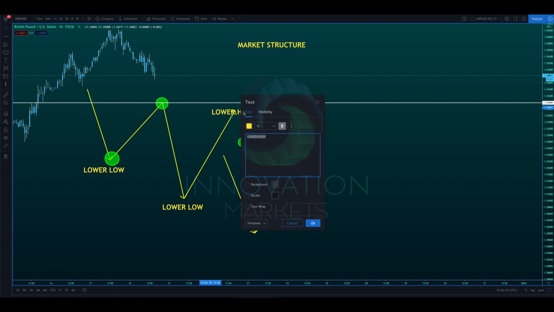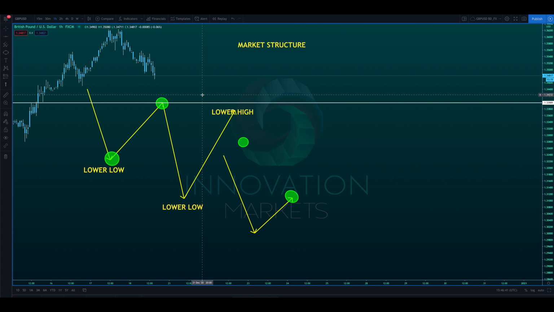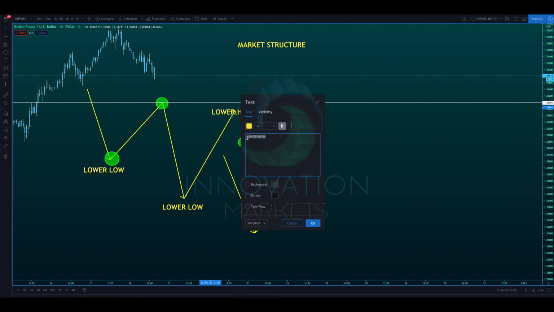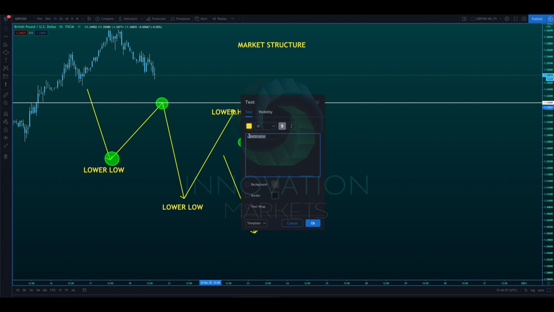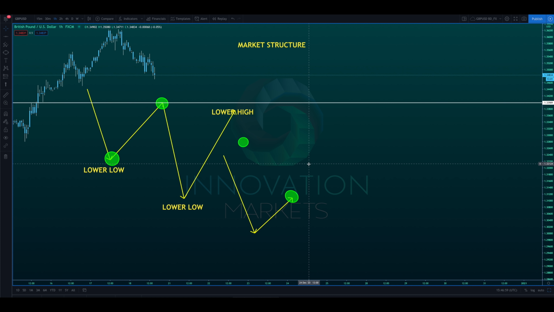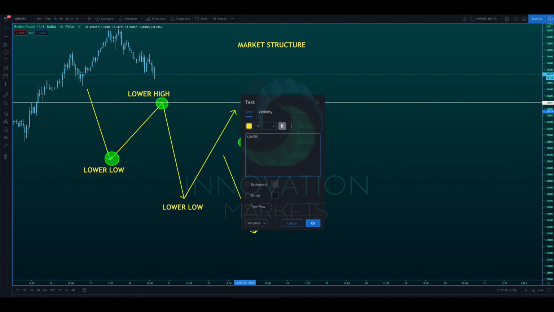Let me just copy this. Okay, I don't know why this one keeps coming up. Sorry guys. Okay, there's something going on with my computer. But lower high, let me just type it out again. Trying to save some time.